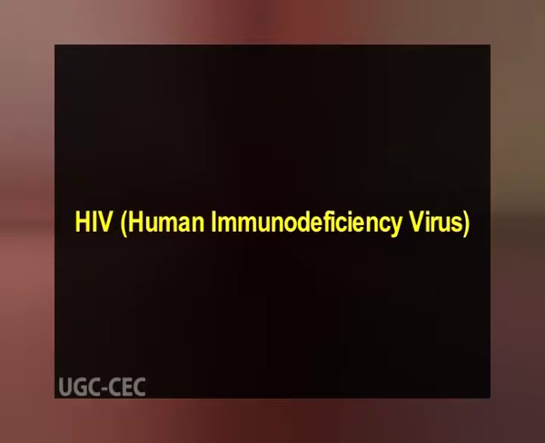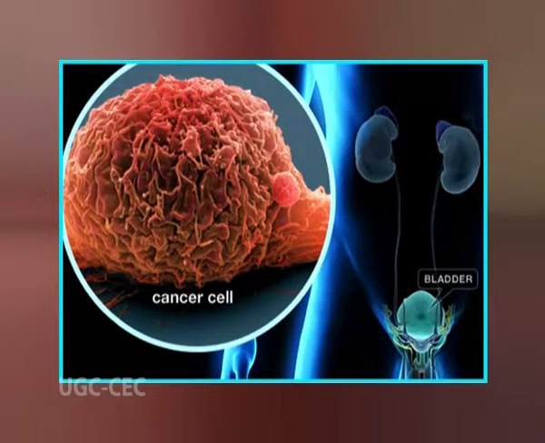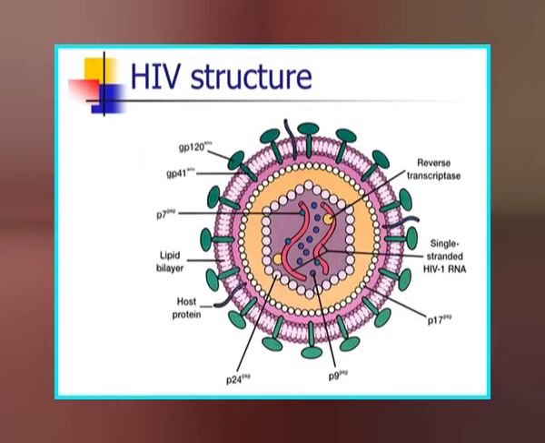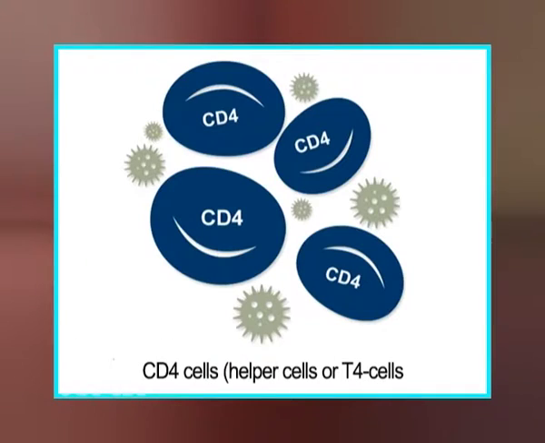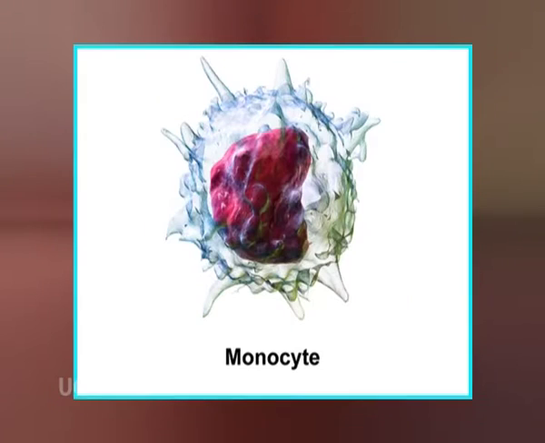Now coming to the second objective, that is HIV, Human Immunodeficiency Virus. AIDS is an illness that damages a person's ability to fight off disease, leaving the body open to attack from ordinarily harmless infections and some forms of cancers. AIDS is caused by the virus called HIV. This virus infects certain types of white blood cells, primarily CD4 cells, also called helper cells or T4 cells, and monocytes.